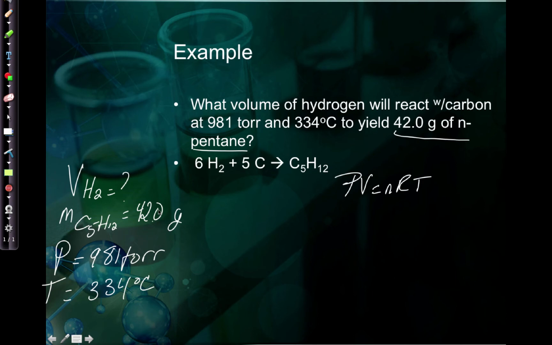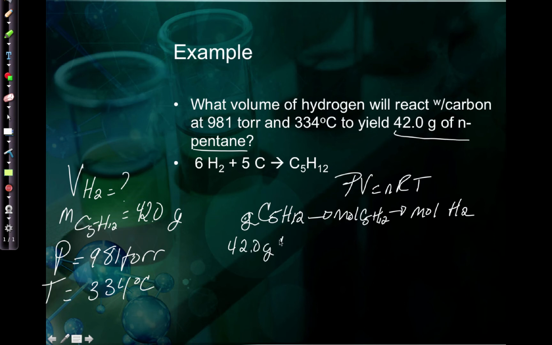So in this case, I'm looking for a volume, so I'm going to use stoichiometry first. I'm going to go from pentane to hydrogen, and because ultimately I want to use moles here, I'm just going to go to moles. So I'm going to go from my grams of pentane to moles of hydrogen gas. I'm going to go to moles of the substance that I have first, and then I can go to moles of the hydrogen gas. And I'm going to stop here because I want to use moles in the ideal gas law. So I'm going to start with my 42 grams of pentane, go to moles.